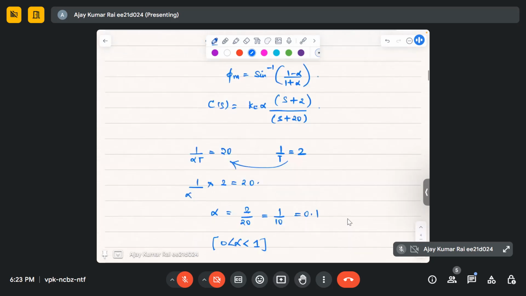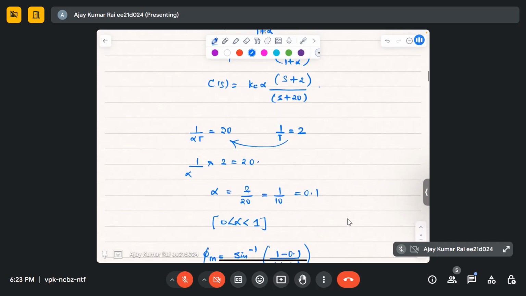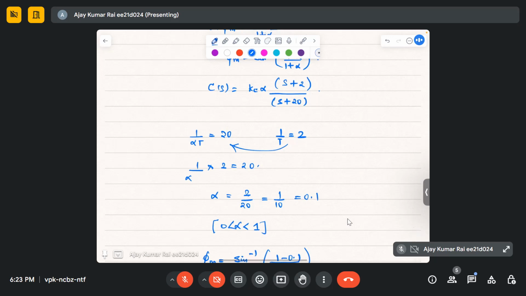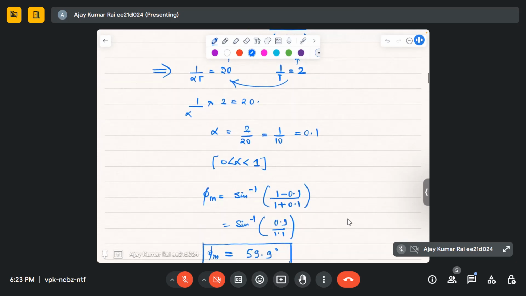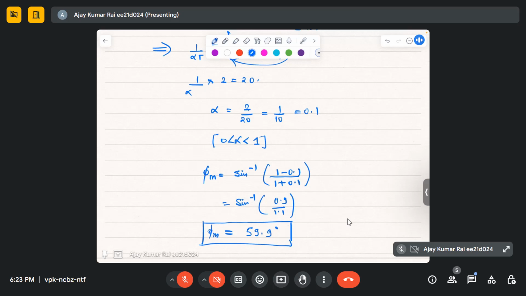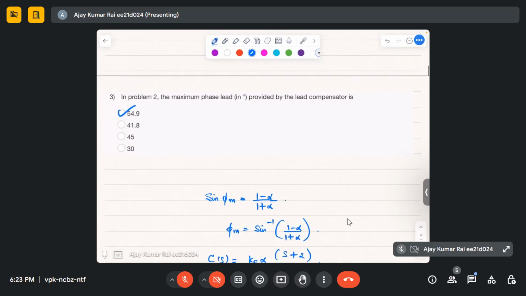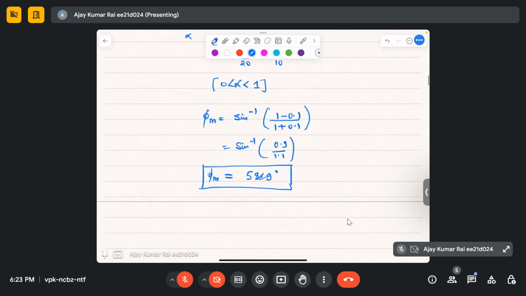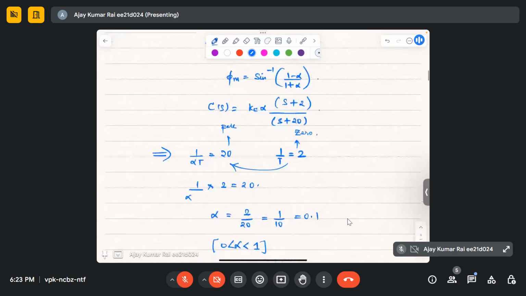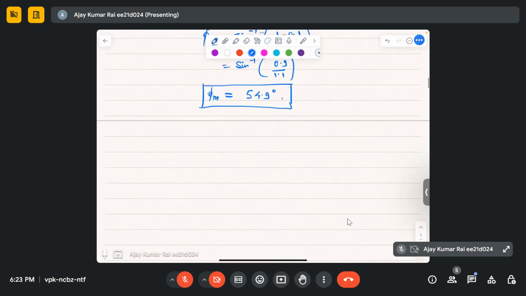From the previous question, we know the open loop pole and open loop zero for this compensator were given. So here I have written 1 by alpha t is equal to 20. So this was the pole, and this was the zero. From here I have calculated alpha. So alpha is equal to 0.1, and I substituted the value of alpha in phi m. So I'm getting 54.9 degrees. I hope everyone is getting the same. The correct answer is 54.9.